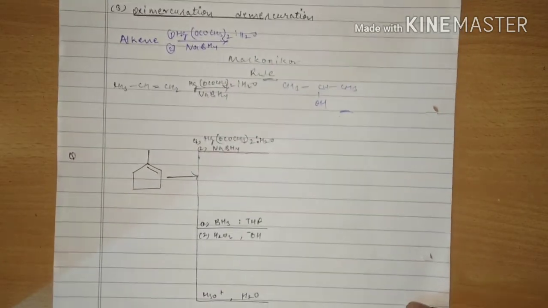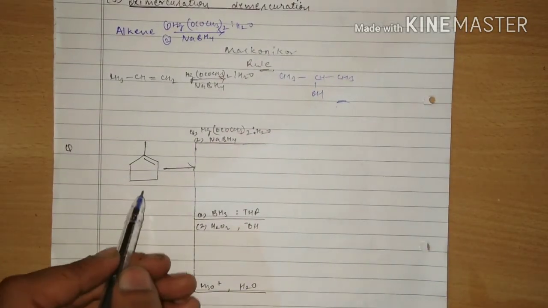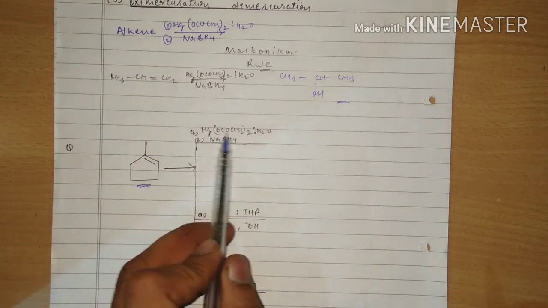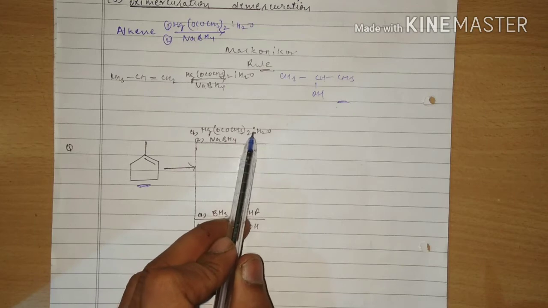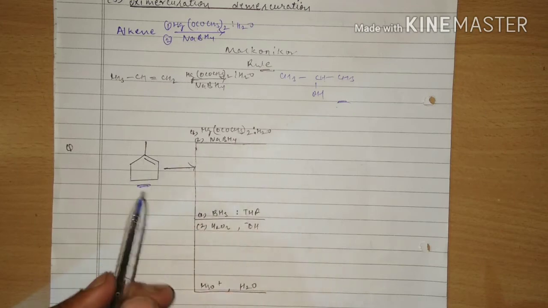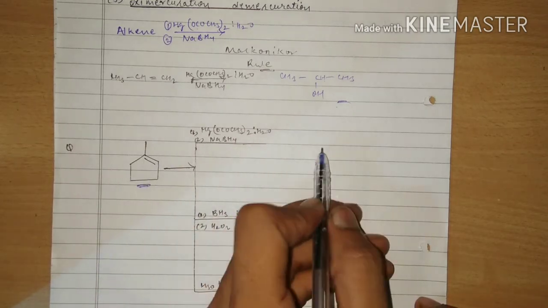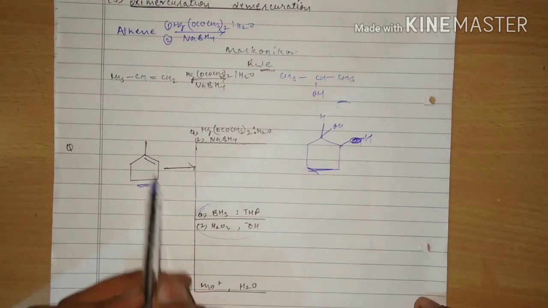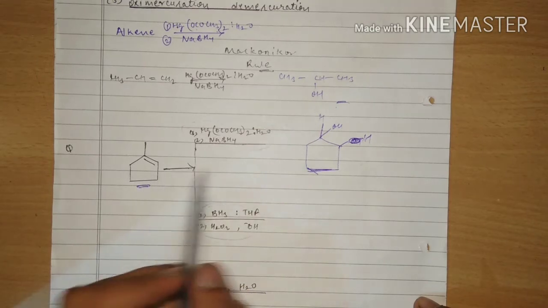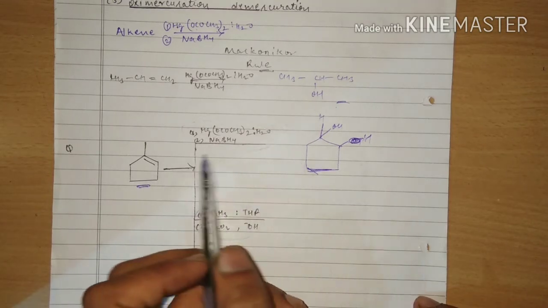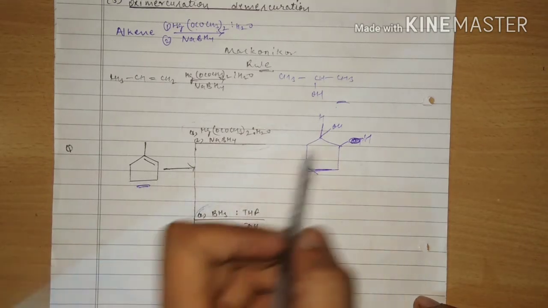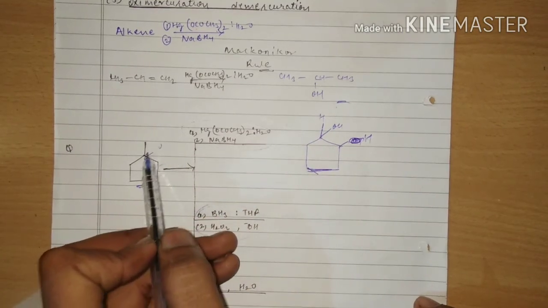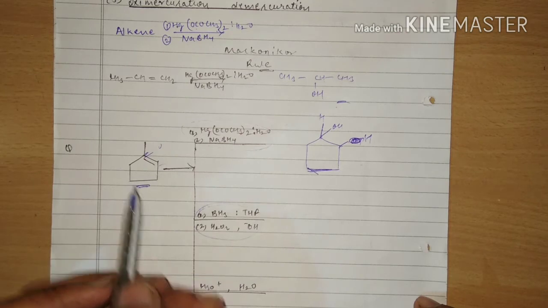So let's take an example. If this compound is reacted with first Hg(OCOCH3)2 in presence of H2O, then NaBH4, we will get the product using Markovnikov rule. So in this case, the product will be written using Markovnikov rule, which says OH will go here and H will go here, because there are fewer hydrogens here and more hydrogens here.